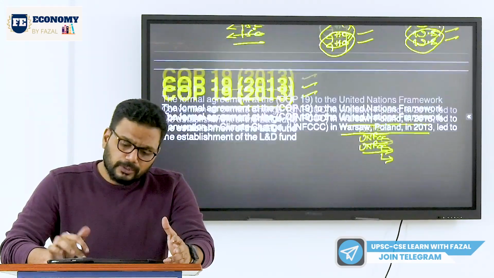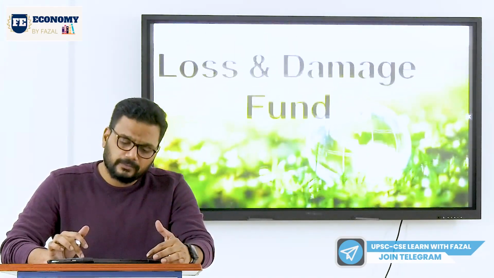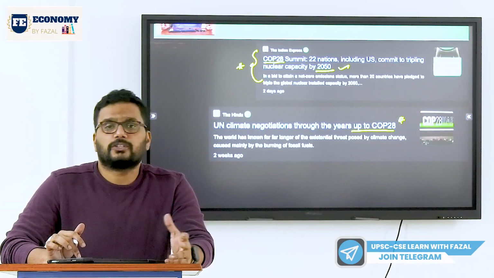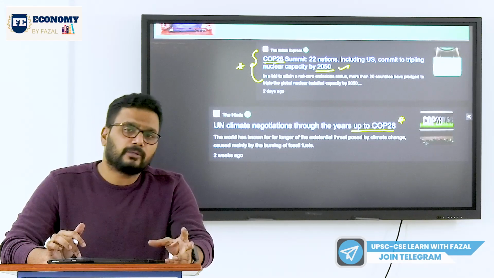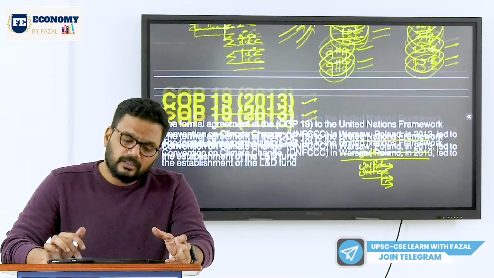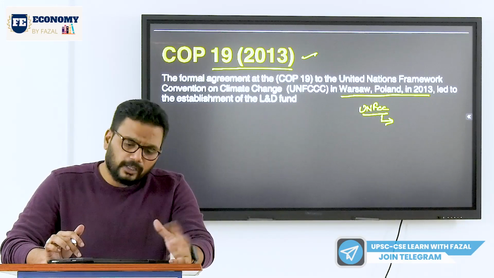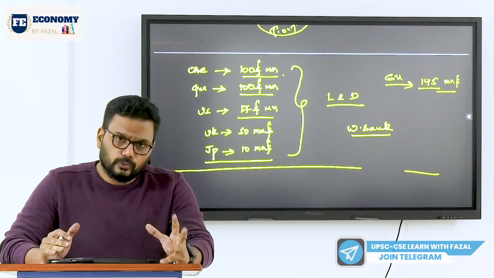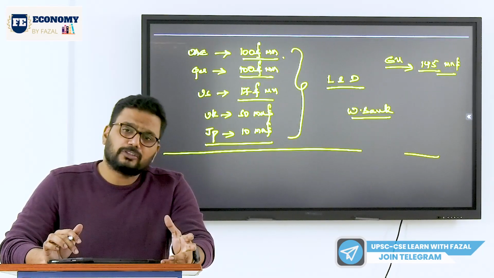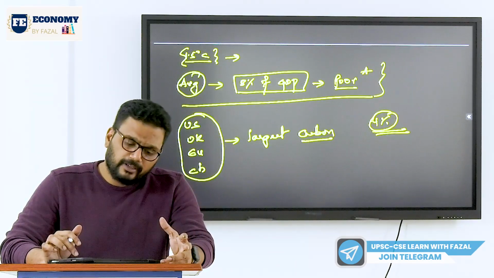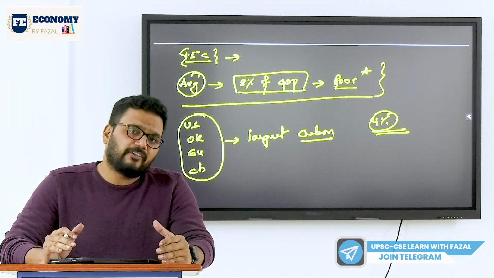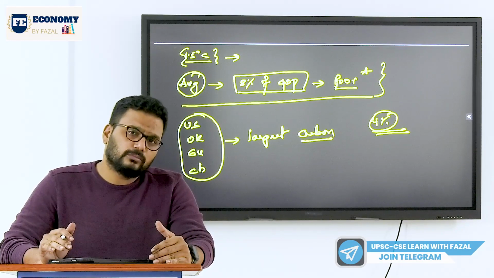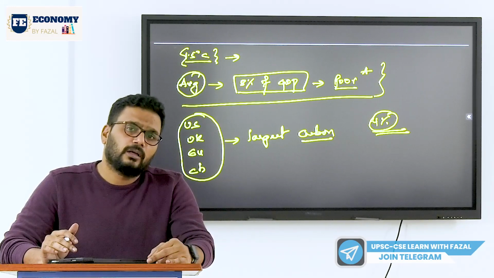So in this, most importantly, you should understand what is CBDR, and where the roots of the institution of L&D were derived from, the Warsaw mechanism, and what this fund is, who can fund this, who can utilize this fund, and how the world has been divided into two groups, and what contributions were made by every country, and finally, what happens if the average temperature increases greater than 2 degrees centigrade, and with the pace we are moving now, what impact it will create to the present environment.